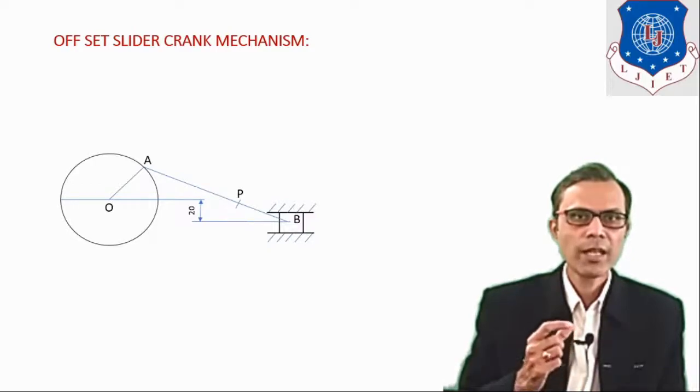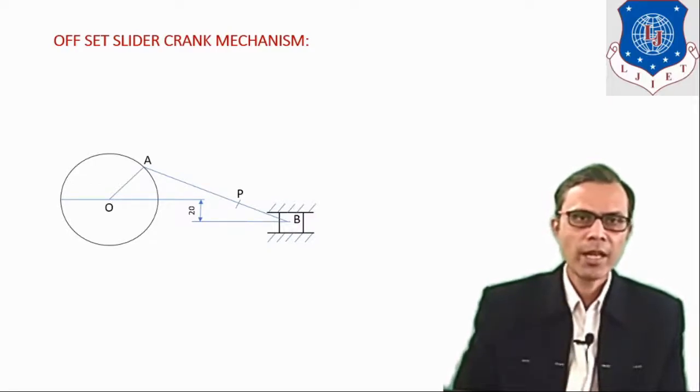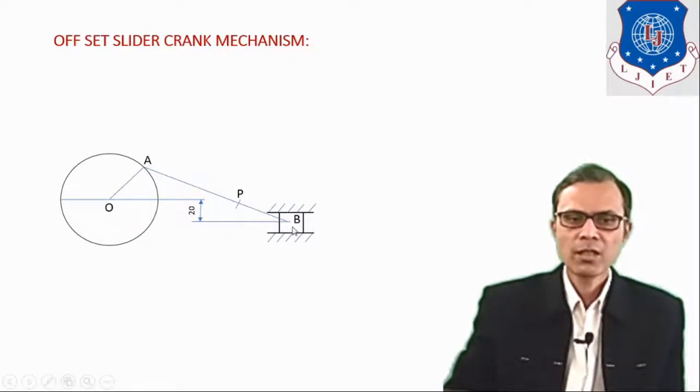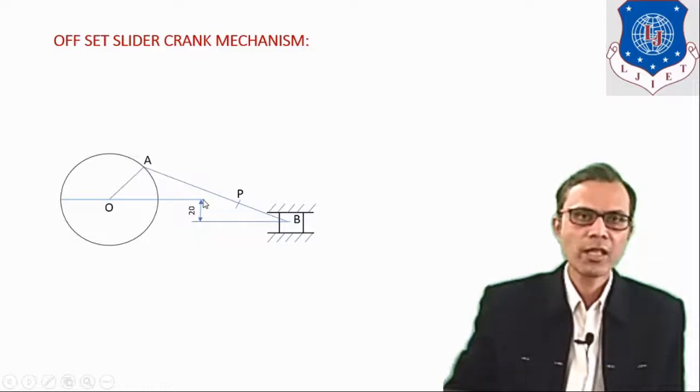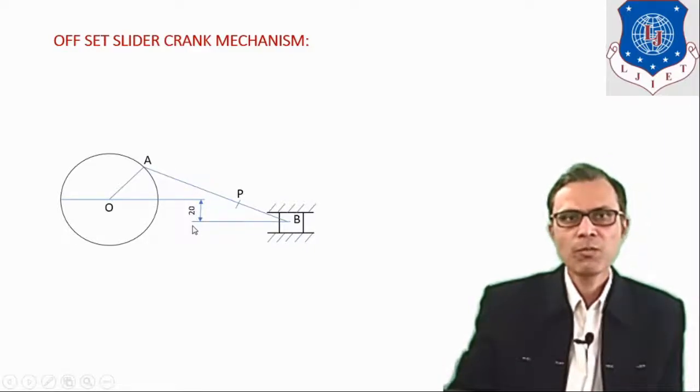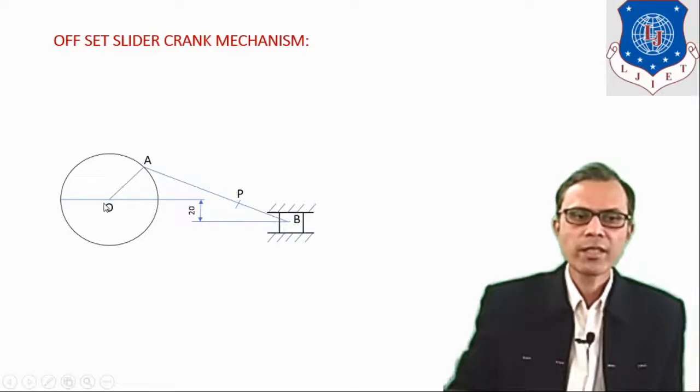OA is the rotating link, that is crank. AB is the connecting rod, but the path of this B, on which the slider slides, is this path, and it has some distance from the center of this crank. So this distance may be any distance. So here in this case we have considered 20 mm. So the point is that the slider does not move on the center line of this crank, but it has some different path and it has some distance from the center of the crank rotation. That's why it is known as offset slider crank mechanism.